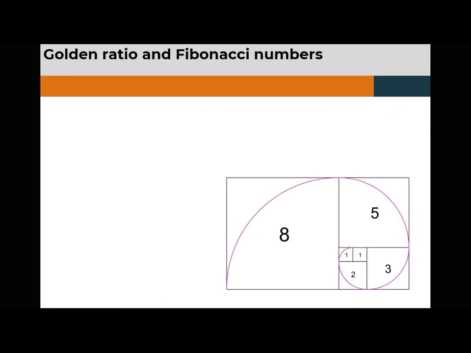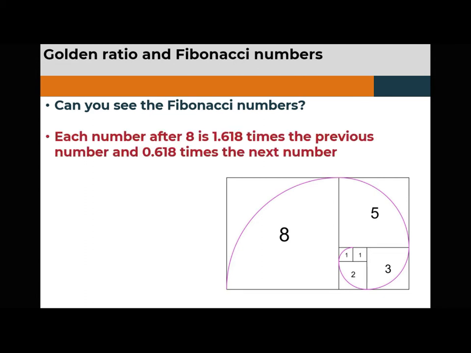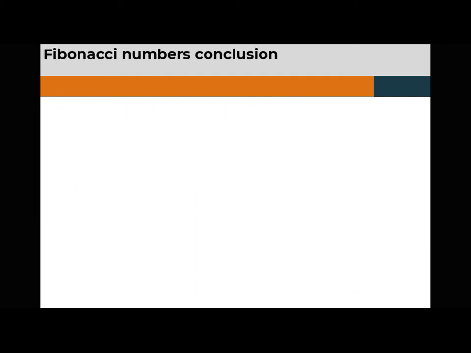Now, let's look at the golden ratio and Fibonacci numbers. Can you see the Fibonacci numbers coming out in the image that I've presented? Typically 2, 3, 5, 8 and so forth. Each number after 8 is 1.618 times the previous number and 0.618 times the next number. If you look at 21 divided by 13, you get 1.618. If you multiply 13 by 0.618, you get 8. So it's these golden numbers that stand out.